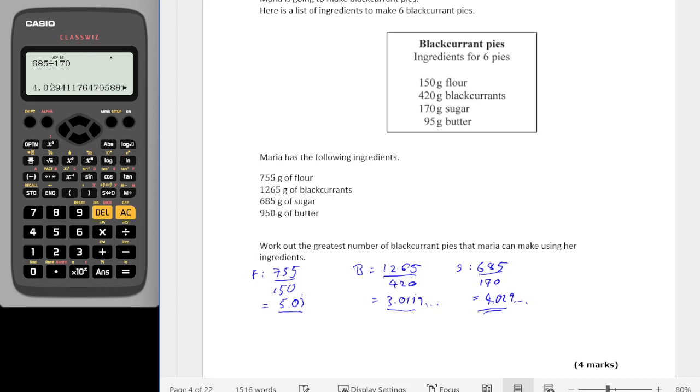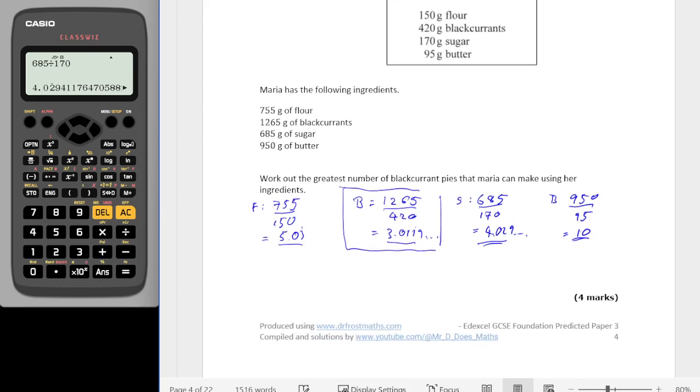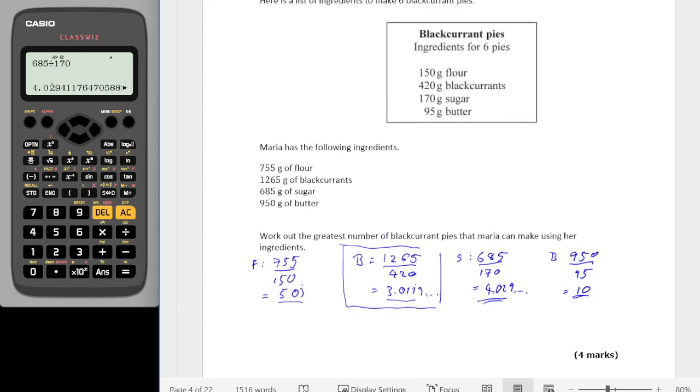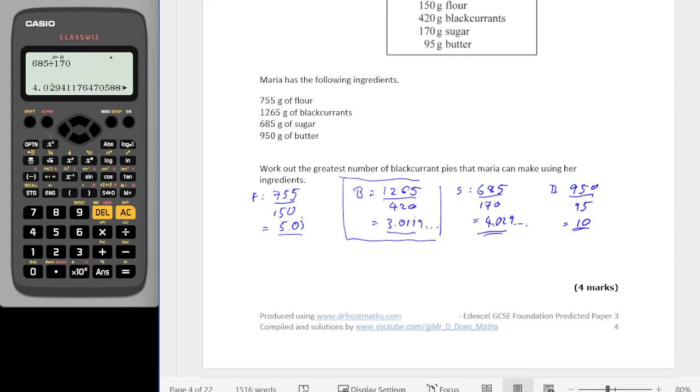And then finally, if I look at butter, so we've got 950 grams of butter, and for each recipe we only need 95 grams, so she's got enough for 10 batches using that. So our limiting factor here is the blackcurrant. So in effect we need to times the blackcurrant aspect by 6. So let's go back to this exactly.